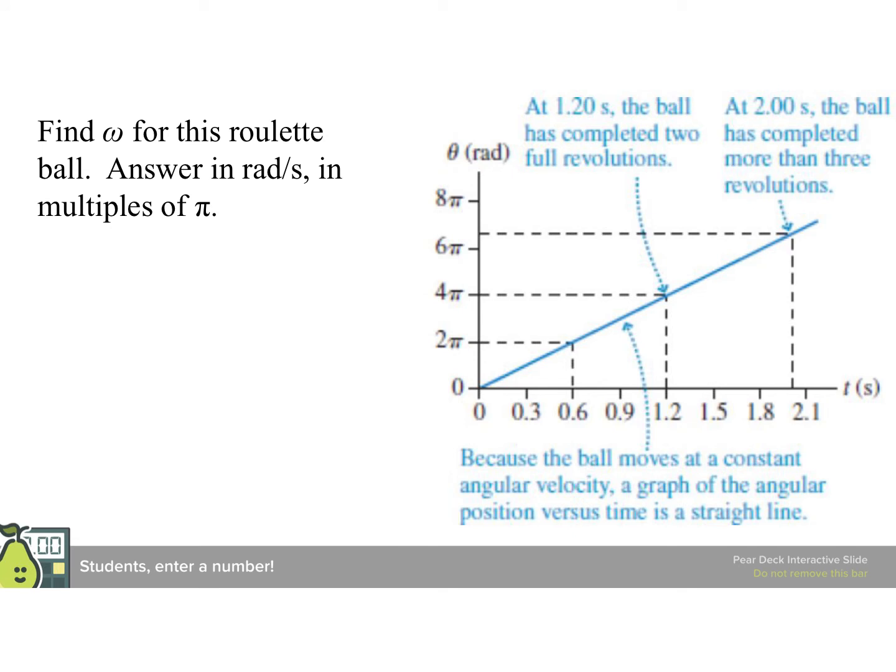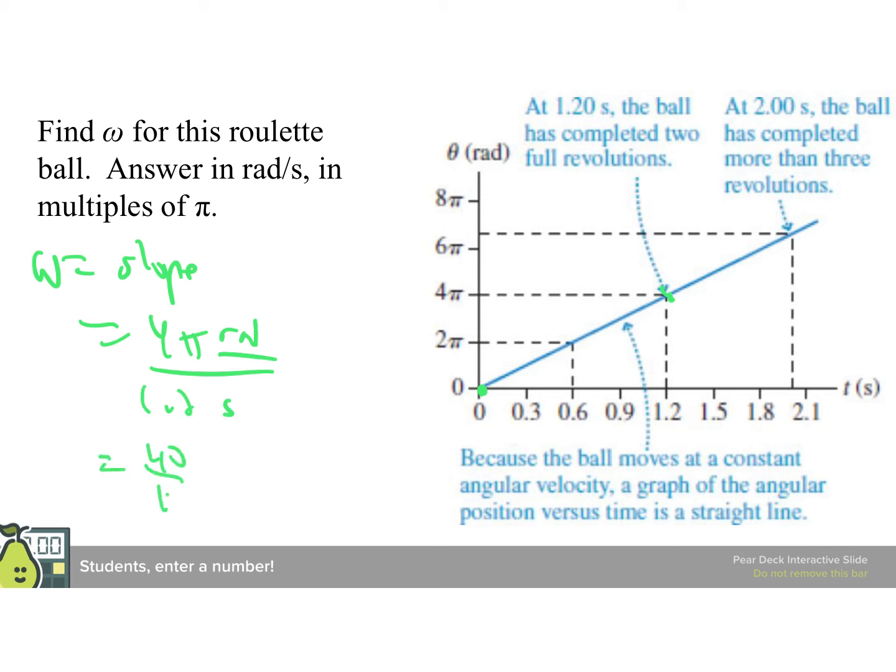So here we'll say find omega for this roulette ball, answer in terms of radians per second in multiples of pi. So we would say omega is the slope, which looks to be, I'm going to take this point and that point, 4 pi radians in 1.2 seconds, which is 40/12 pi radians per second, which is 10/3 pi radians per second.